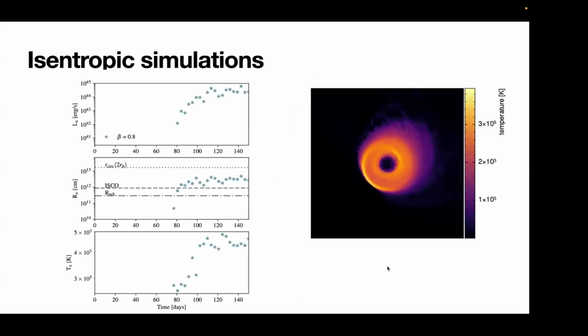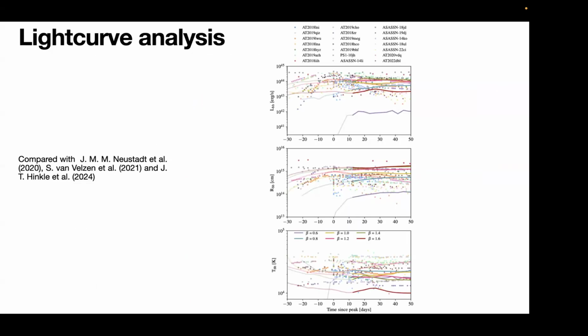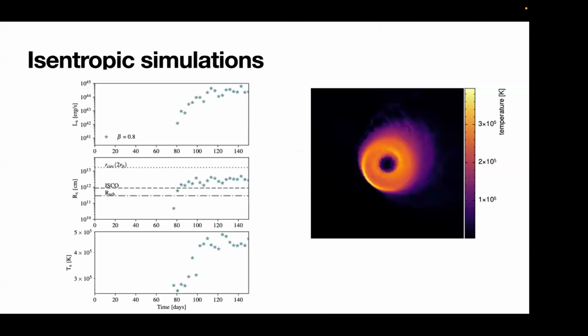So far, all the simulation results that I showed here are for simulations where we assume that the energy is trapped. So shock heating is trapped in all of these simulations. But we found that this wouldn't actually be the case for low beta values, such as beta 0.8 and 0.6. So we also ran simulations where shock heating is radiated effectively. And this is for our beta 0.8 simulation.